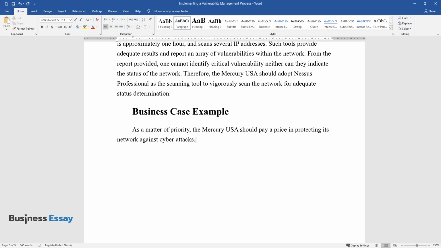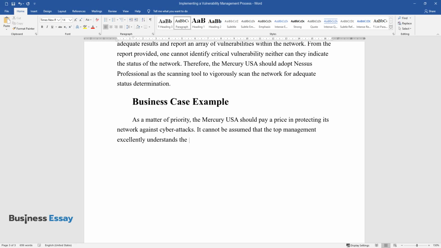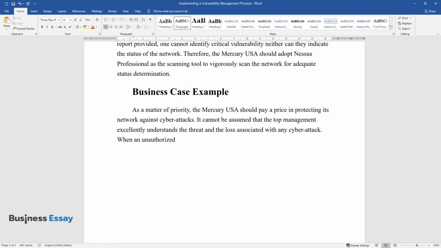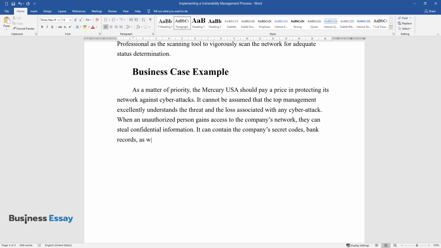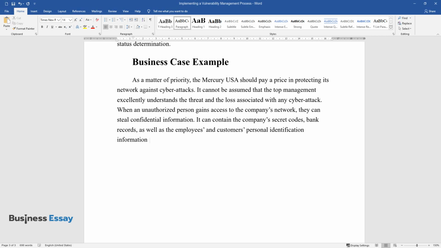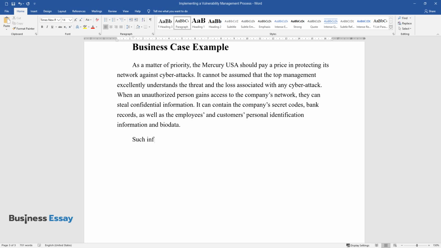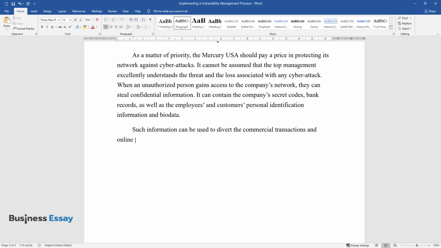against cyber attacks. It cannot be assumed that the top management excellently understands the threat and the loss associated with any cyber attack. When an unauthorized person gains access to the company's network, they can steal confidential information. It can contain the company's secret codes, bank records, as well as the employees' and customers' personal identification information and biodata. Such information can be used to divert commercial transactions and for online money theft from the customers' related bank accounts.